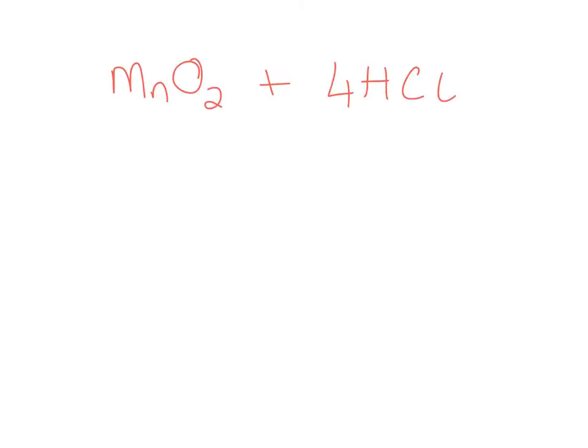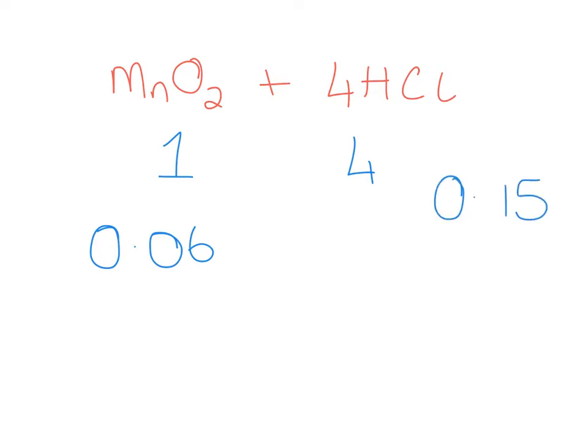What we need to look at now is the ratio between these two. So I'll go back to my equation and I can see that there's nothing in front of my MnO2, and we know that that represents 1. I can see there's a 4 in front of the HCl, and we know that that represents 4. I know from what I've worked out that MnO2 represents 0.06. So that's what 1 represents. I know we've used 0.15 moles of my HCl.